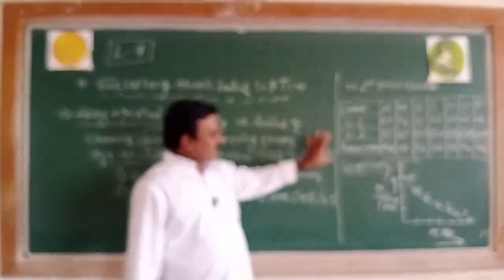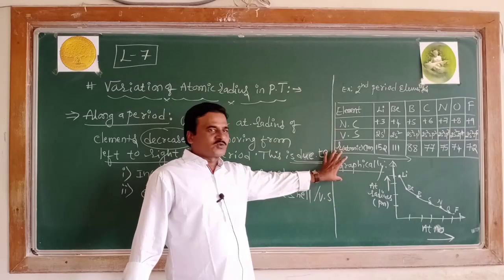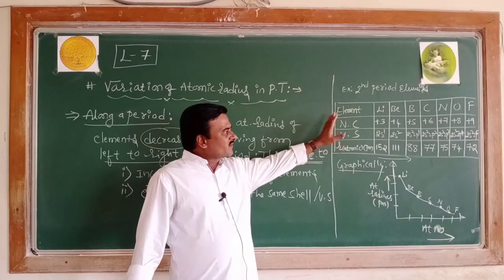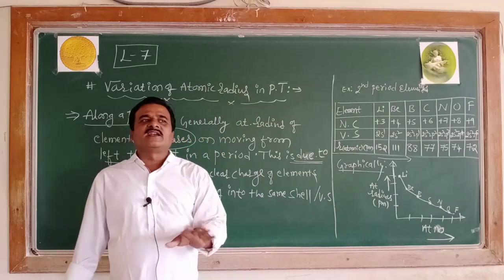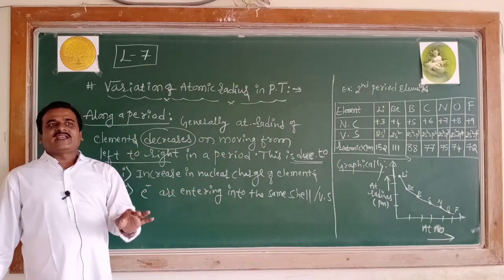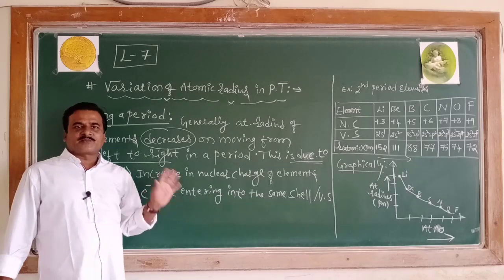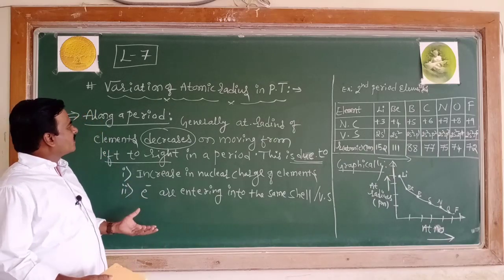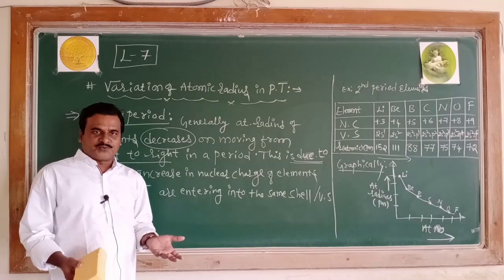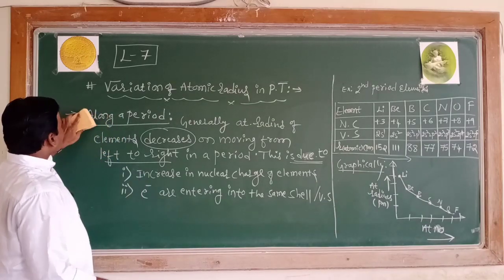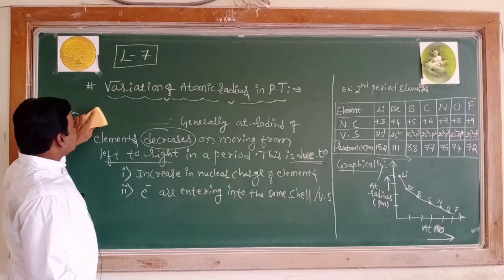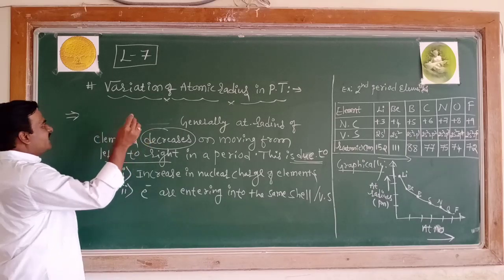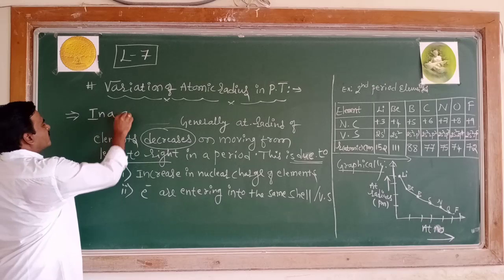So this table and this graphical representation help us understand the trend of atomic radius. Here the elements of the second period in graphical representation clearly indicate the variation of atomic radius along the period. Let's go on to see how the atomic radius varies in a group. Next part: how does the atomic radius vary in a group?